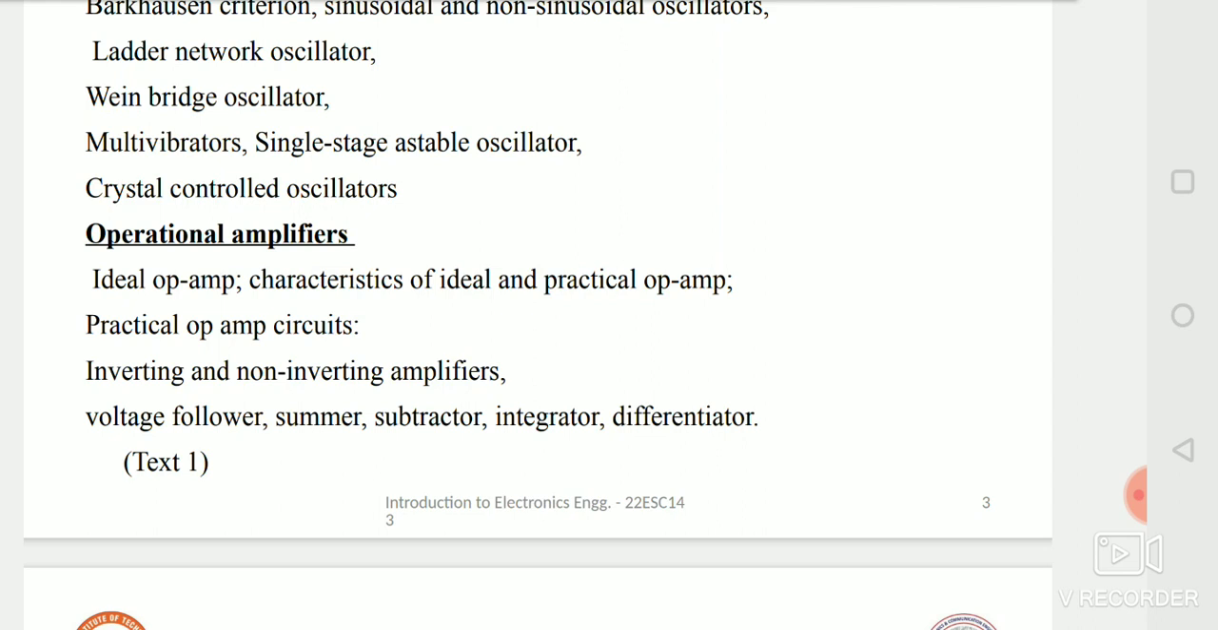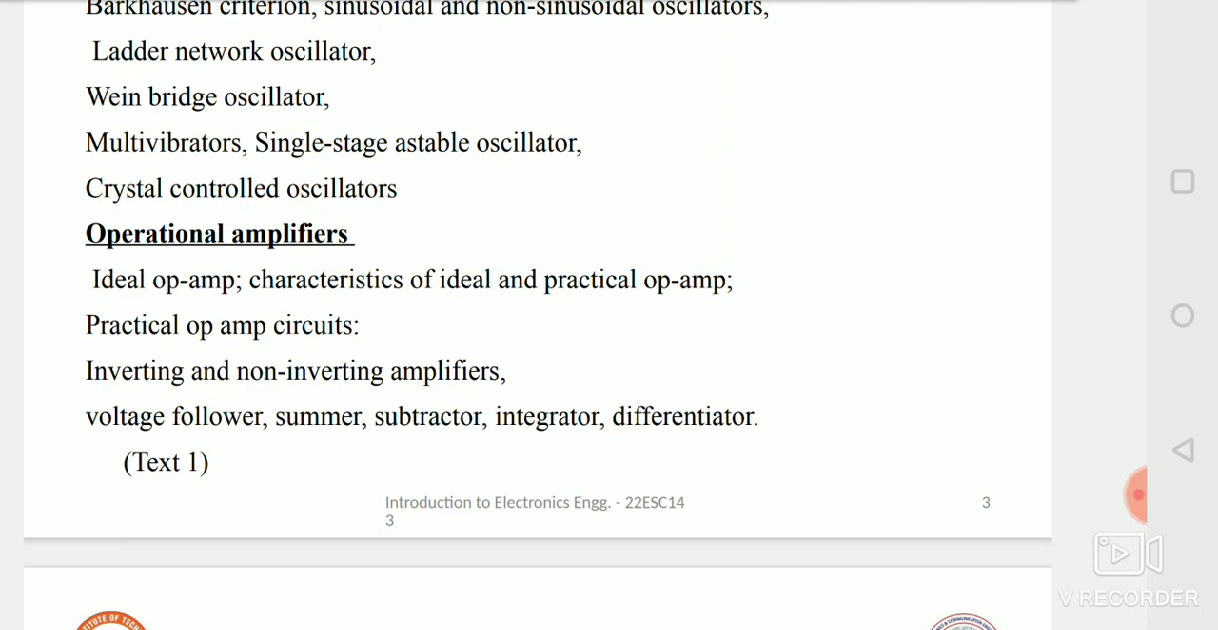So in this operational amplifier topic, first of all we have to know what an op amp is. The 741 IC, which is an 8-pin package, can be used as an inverting, non-inverting and voltage follower.